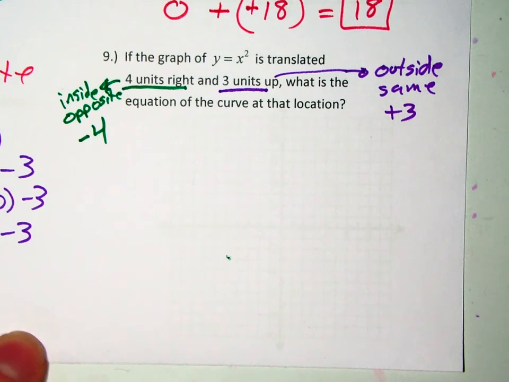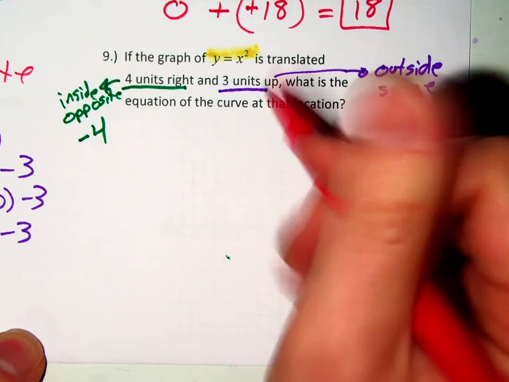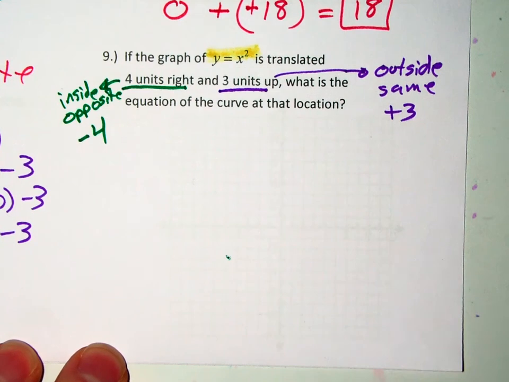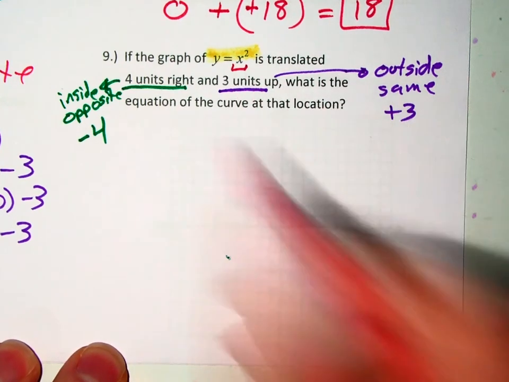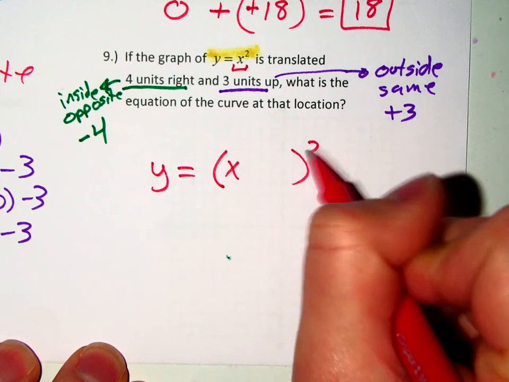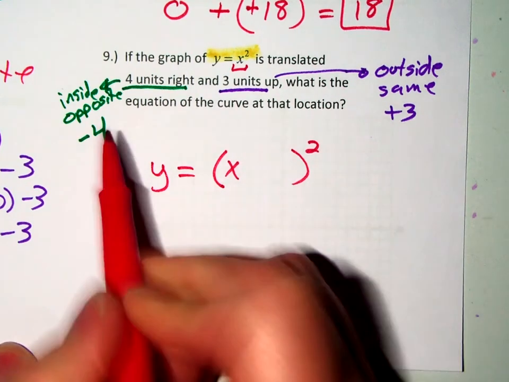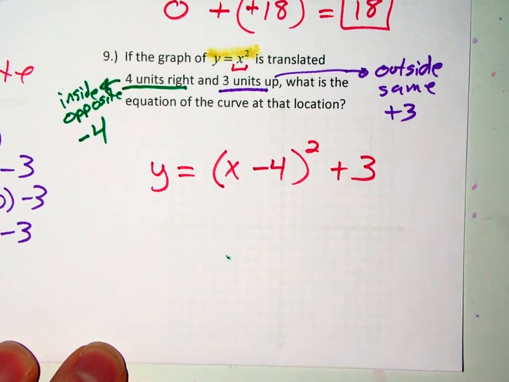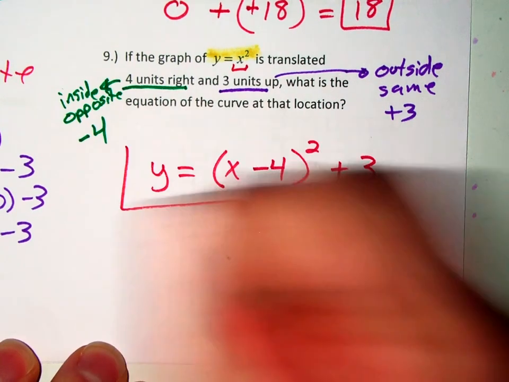So now the problem is, when I look at this base equation, y equals x squared, it's really hard to know where the inside is and where the outside is. So you have to remember that the inside is what's being squared. So here, the x is what's being squared. So when I rewrite this, I need to put it in parentheses so that I can square more than just the x. So then on the inside, I would subtract 4, and on the outside, I would add 3. And then that's your final answer.